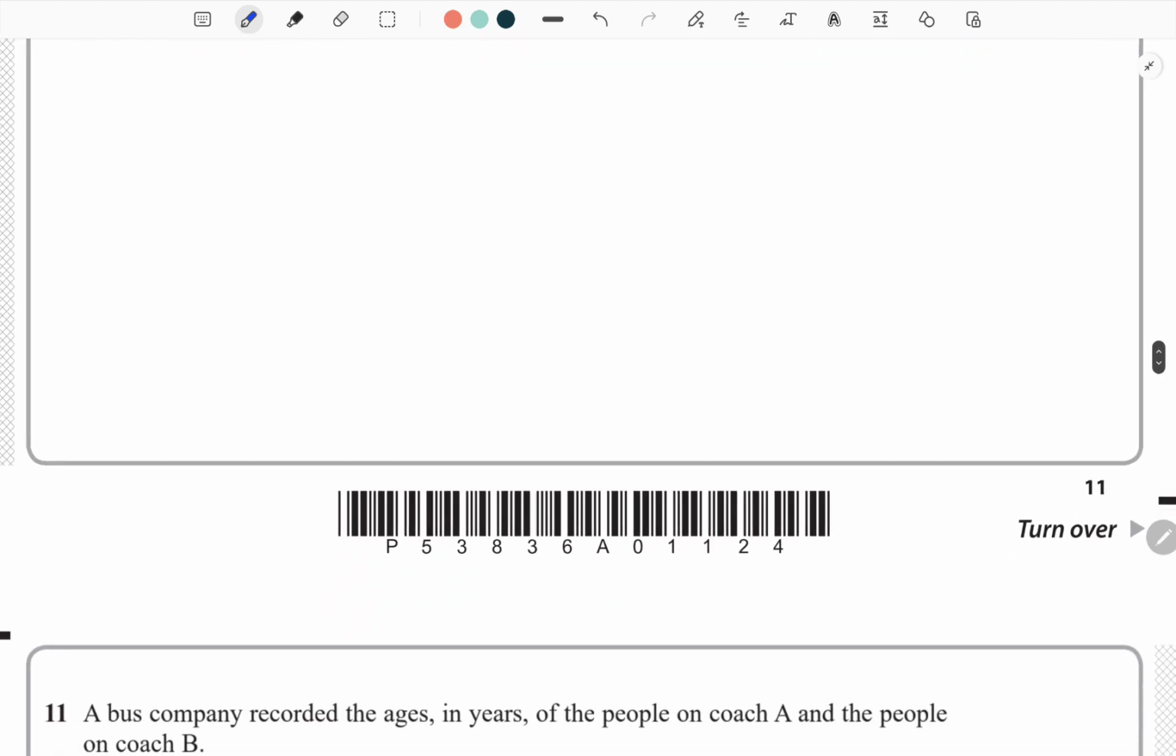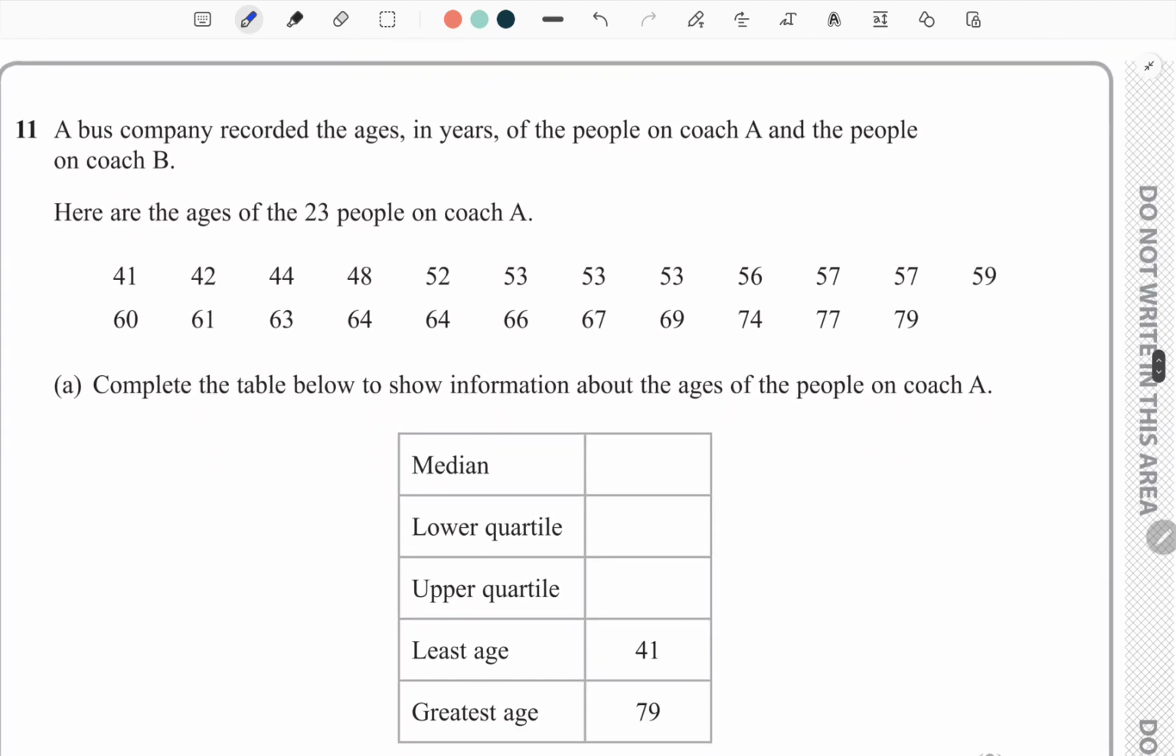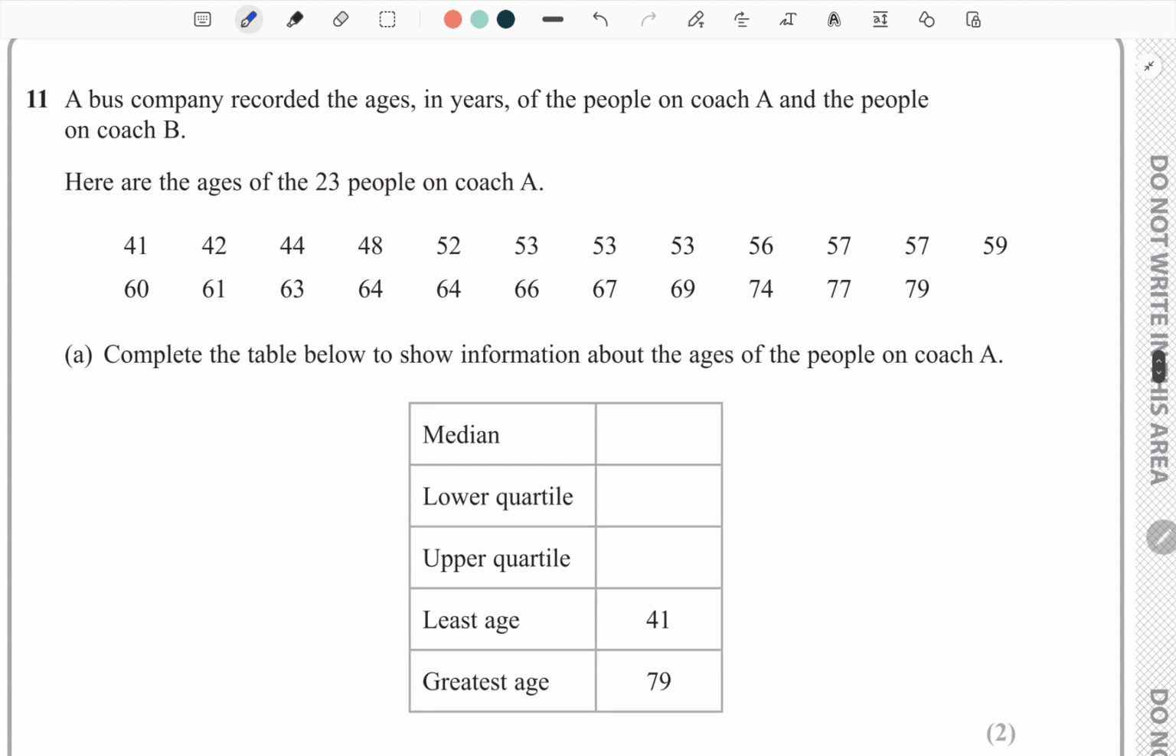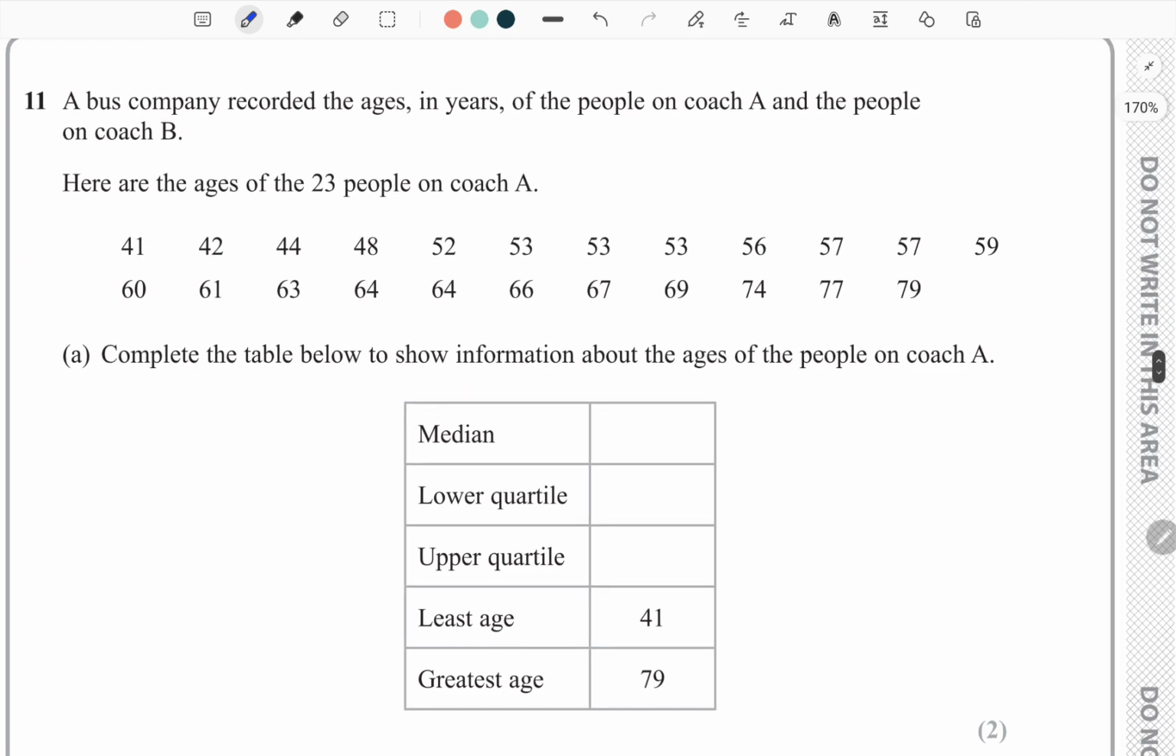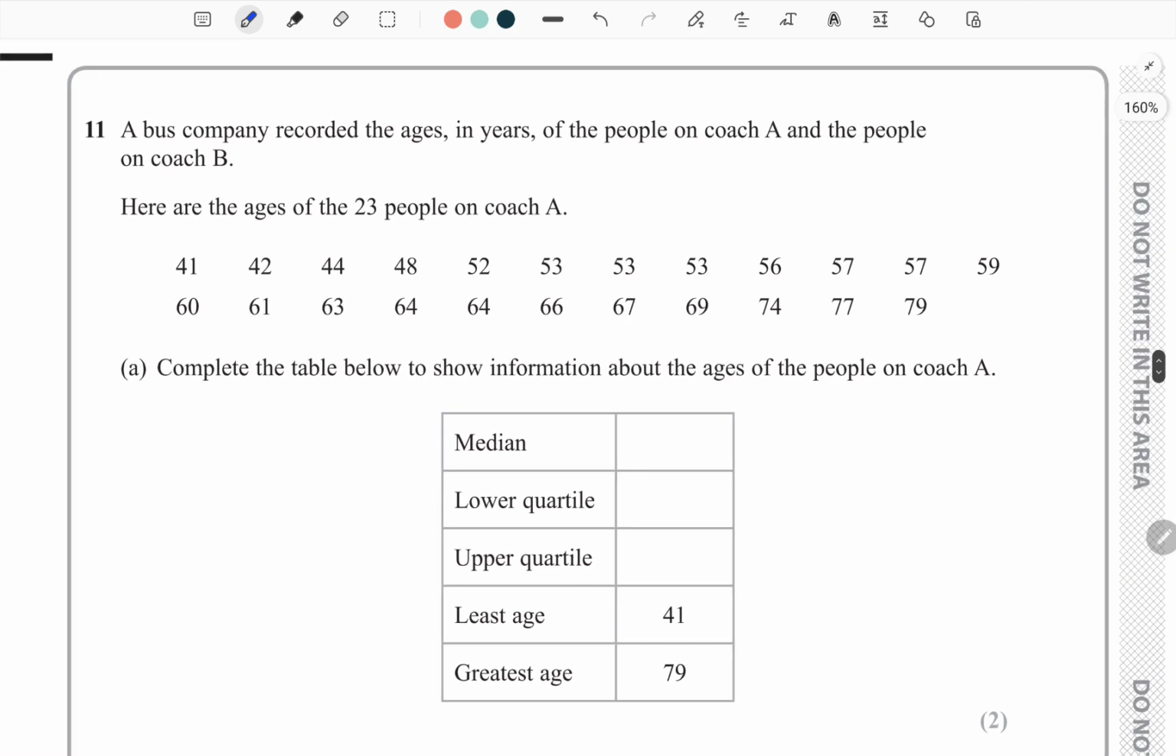Okay, question number 11. You've got a stem and leaf type question or data. So let's see how we're going to handle this. They recorded the ages in years of the people on coach A, and then coach B. Luckily, they don't actually ask you to do a stem and leaf on this, but the method's exactly the same.